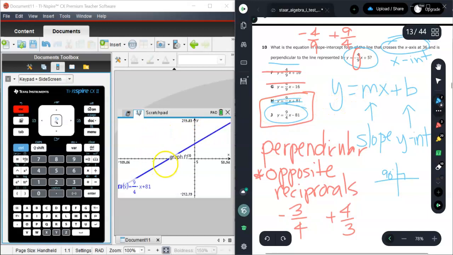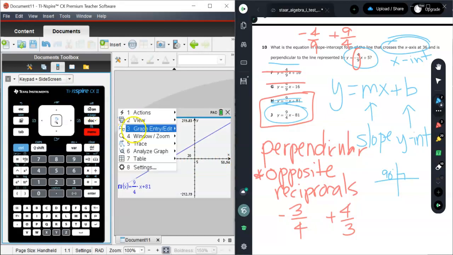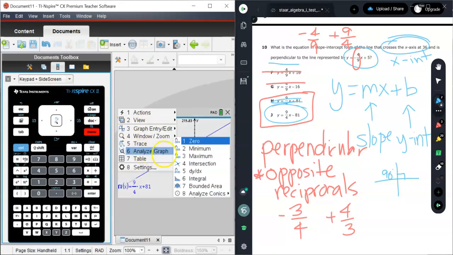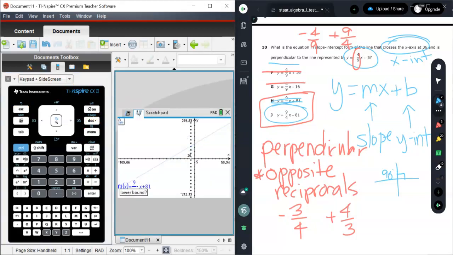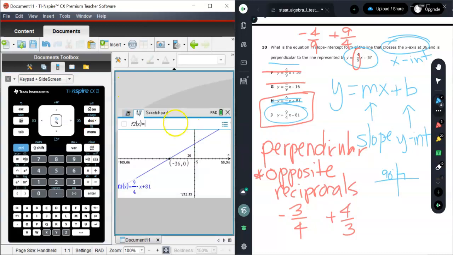Just to show you how that works, if you were in a situation where it wasn't so obvious where it crossed, like we were looking for a positive 36 and this is negative, remember you can go to Menu, Analyze Graph, and hit Zero. Remember the zeros are where the graph crosses the x-axis? Well, my zero is right there, so I'm going to give it a range. I know that my zero is going to be in this range somewhere. It doesn't matter as long as the zero's in there. What is your zero here? Negative 36. We're looking for a zero of 36. Just to verify that we're doing this correctly, you're going to go to Graph, Function. Let's now graph the other one.